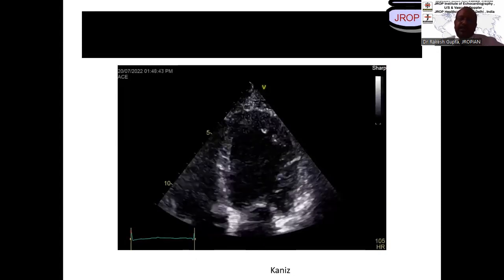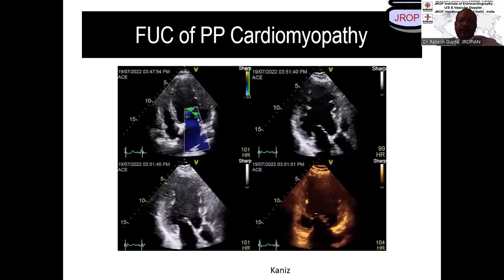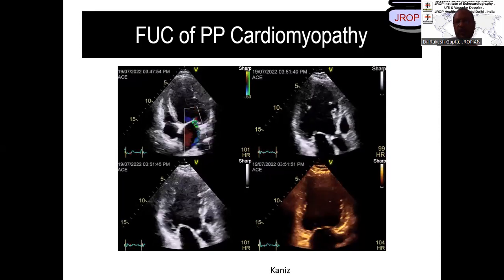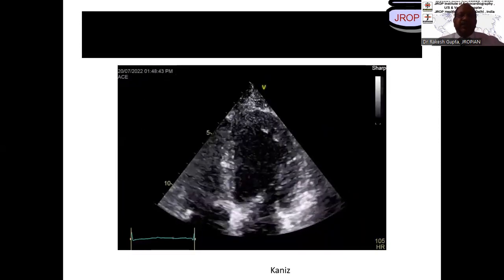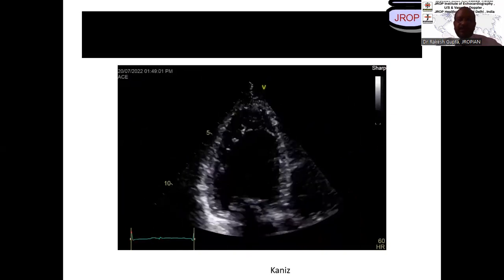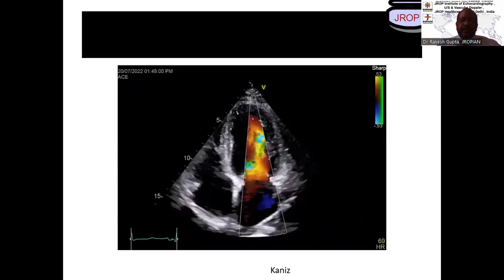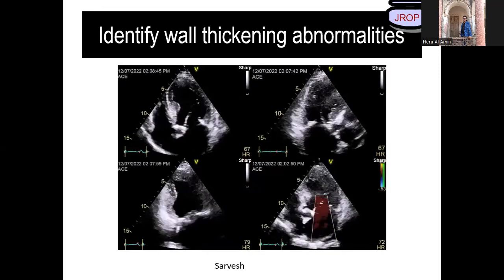This is the same patient which I showed you in three slides together, a follow-up case of postpartum cardiomyopathy. Now look at the function over here, and some amount of mitral regurgitation. Yes, sir. Good answers.